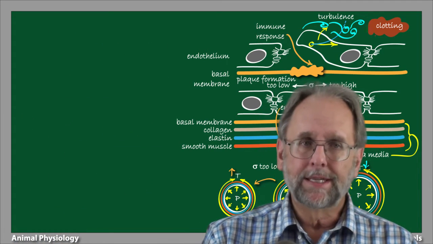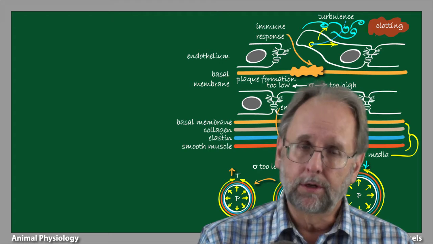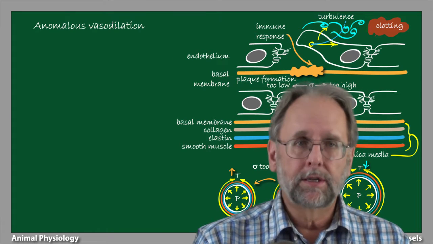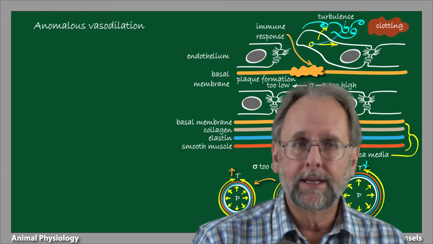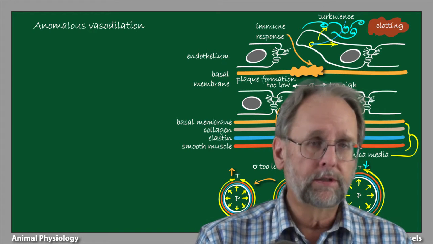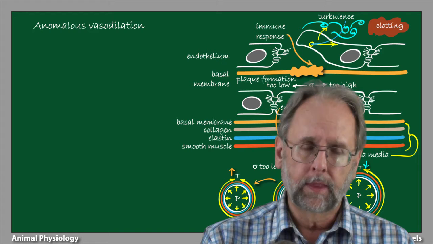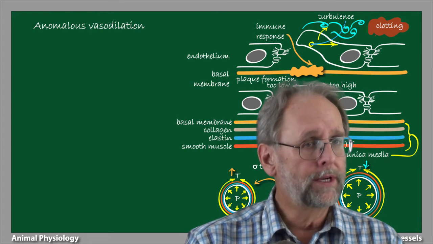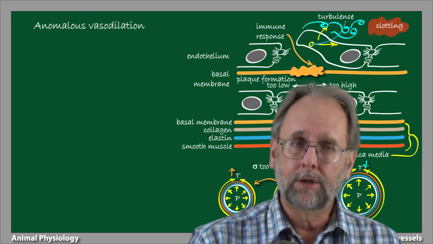This mechanism can be seen in operation in a phenomenon known as anomalous vasodilation. Vasodilation is the widening of a blood vessel, and it comes about through the relaxation of the vascular smooth muscle. The anomalous bit comes in because the people who discovered it were expecting an entirely different result.